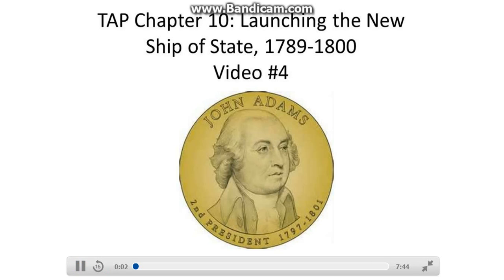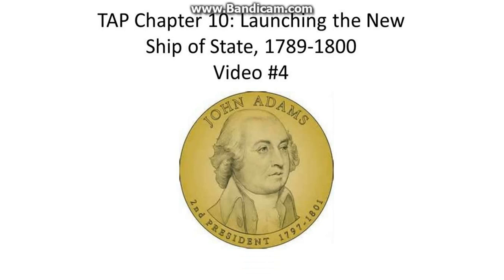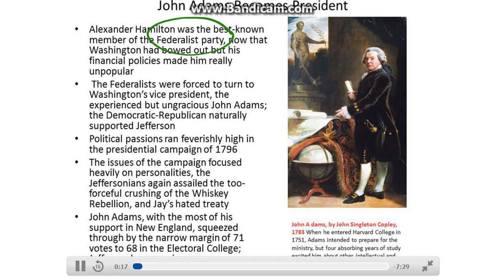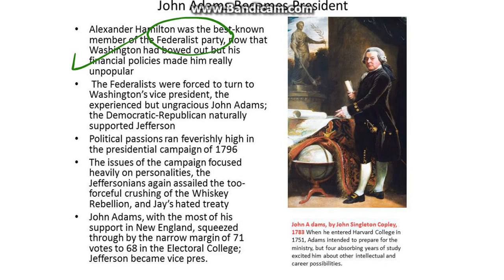In this video, we'll discuss the John Adams presidency as the second president of the United States. Alexander Hamilton was the best-known member of the Federalist Party, but now that Washington had left after 2 terms, Hamilton's financial policies had made him very unpopular. The Federalists were forced to turn to Washington's Vice President, John Adams, as their nominee, and the Democratic Republicans naturally supported Thomas Jefferson. Political passions ran feverishly high in the presidential campaign of 1796.